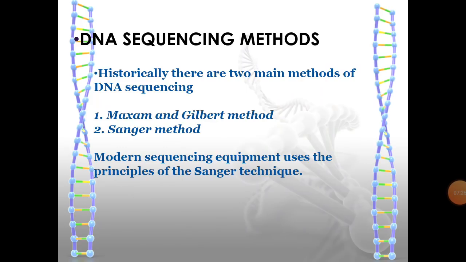Now coming to the DNA sequencing methods, historically there are two main methods of DNA sequencing. One is the Maxam and Gilbert method, and second is the Sanger method. The modern sequencing equipment uses the principle of the Sanger method.